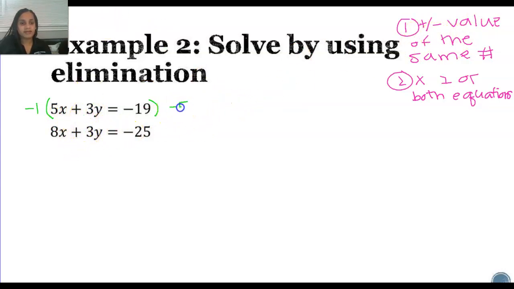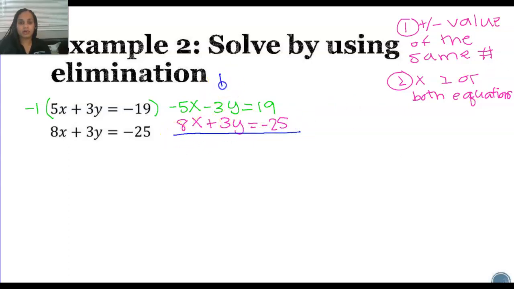So I'm going to have negative 5x minus 3y equals positive 19. And then on the bottom, I'm just going to keep it as it was: 8x plus 3y equals negative 25. If you notice when I did that, these y's now became just what I wanted, a positive and a negative of the same number. I have a positive 3y on the bottom and a negative 3y on the top. This is very handy for us and what we actually need.